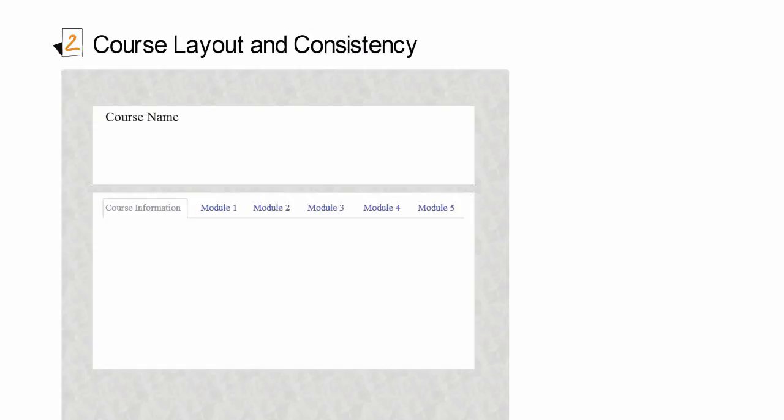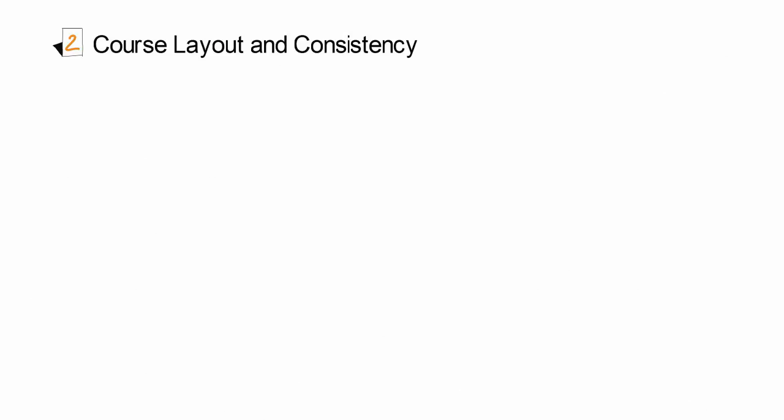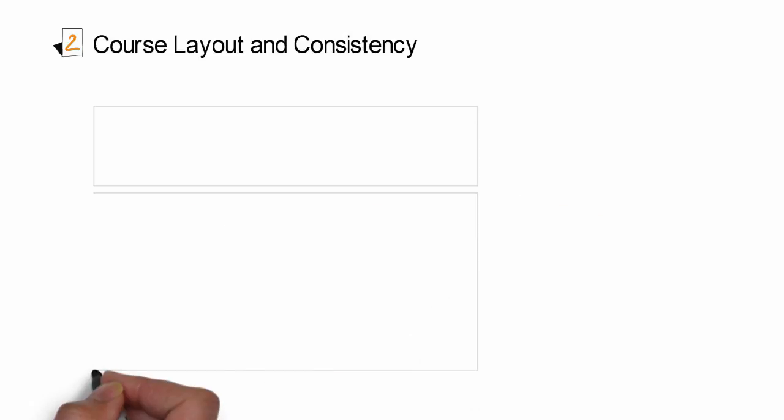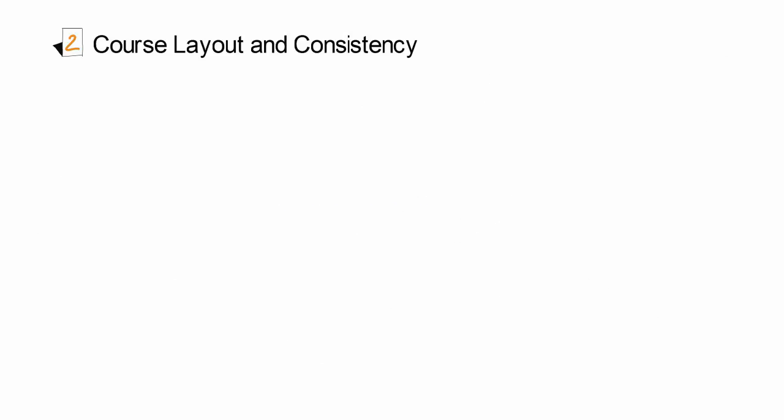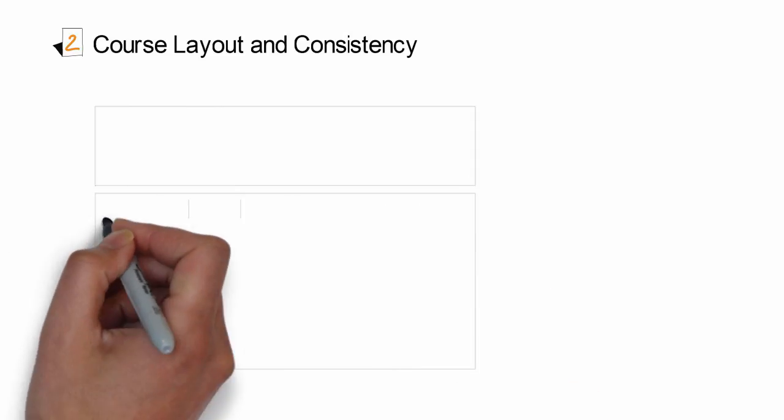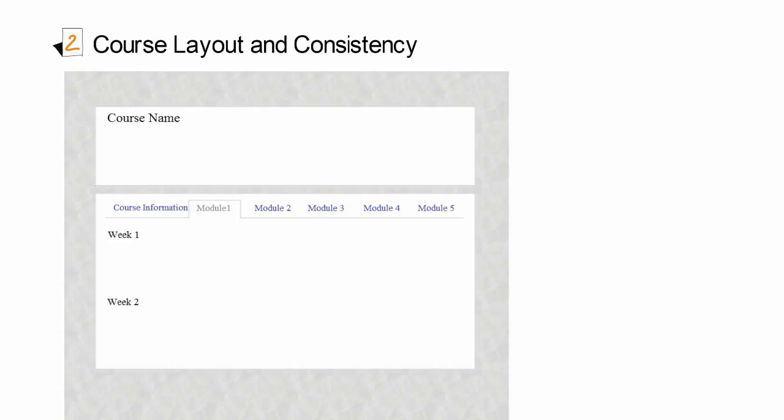reflected in the way the course is laid out inside Moodle. Make sure the course schedule and naming conventions match between the syllabus and the course itself. If you use weeks in the syllabus or schedule, tabs in Moodle should be named as weeks and not something else.